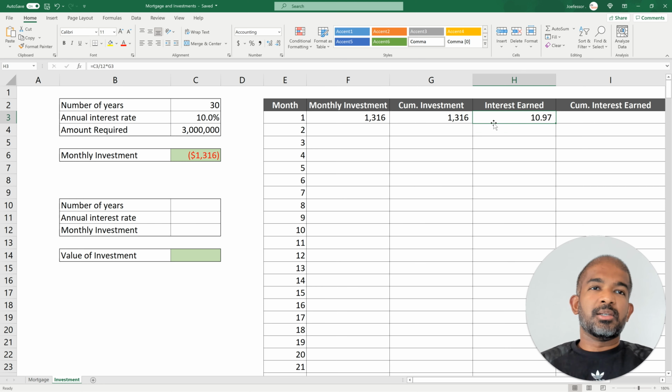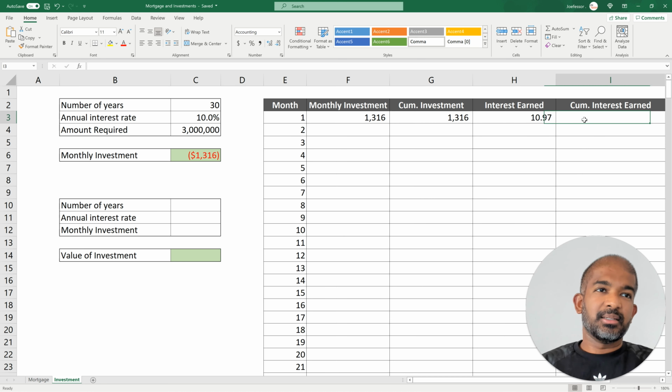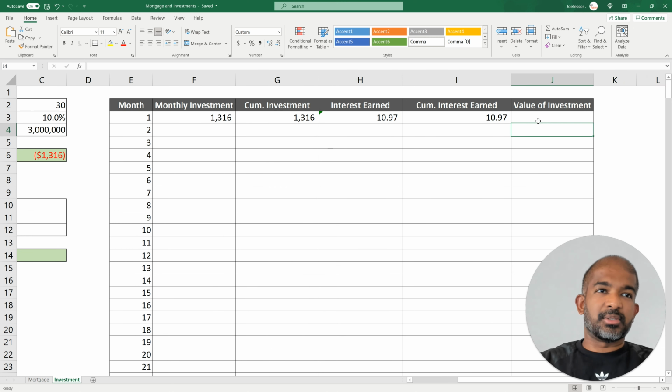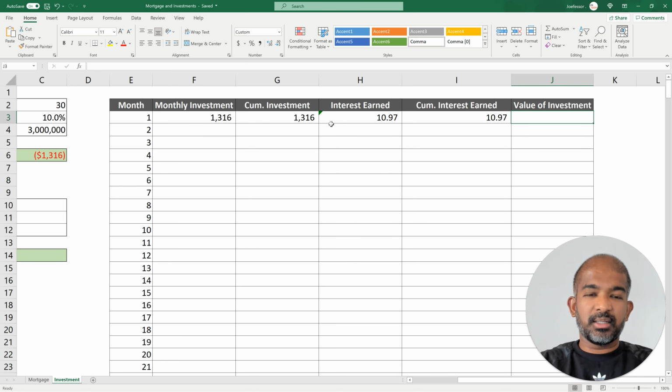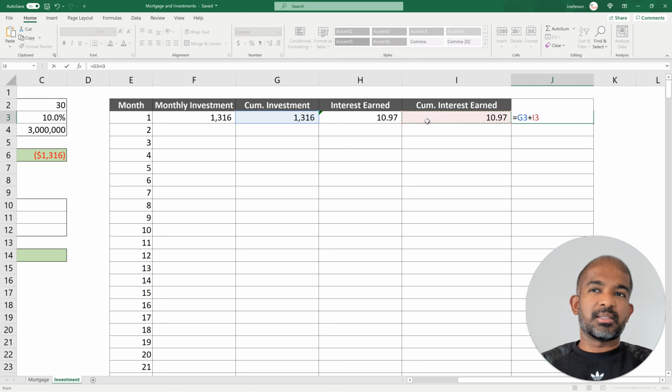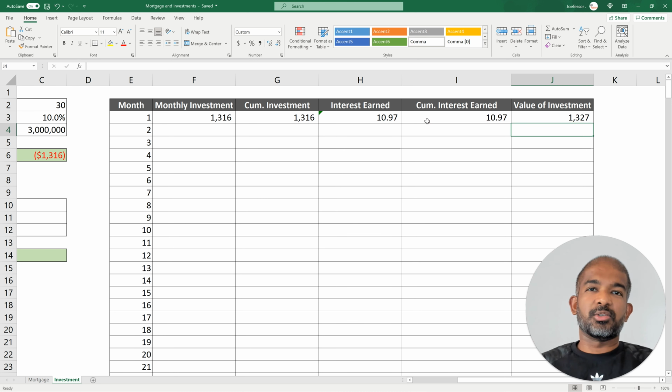Okay. So we have another column for cumulative interest earned, which adds up all the interest earned every month. In this case, again, it's just what we have for the first month. And the value of our investment, the total value at the end of month 1, is given by the investment plus the interest earned so far. Okay, let's look at what happens in month 2.